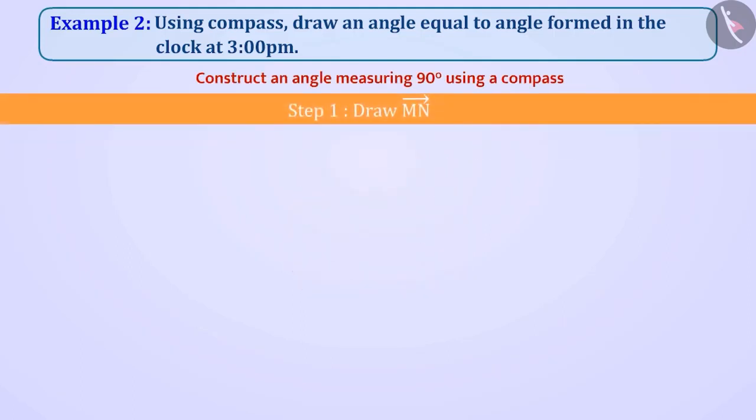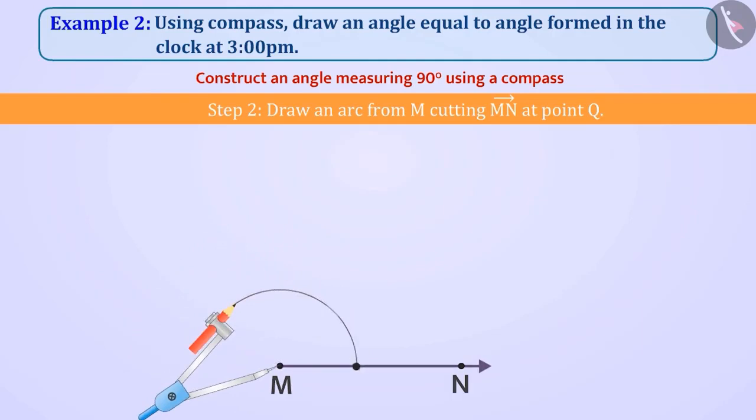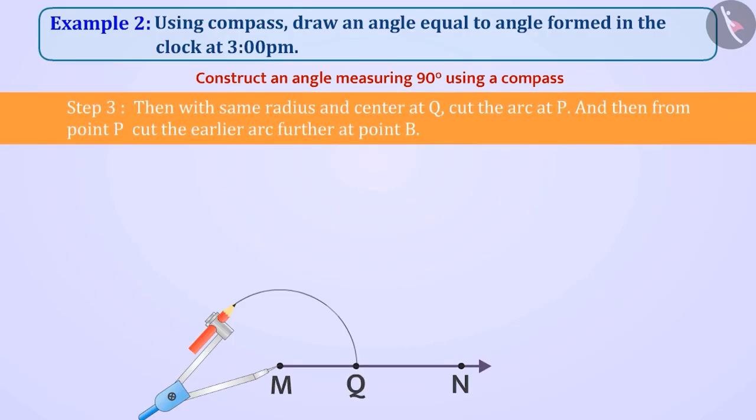Step 1. We will draw a line MN. Step 2. Now we will take the compass and place its pointed end on M. By taking a radius in the compass, we will draw an arc that cuts the beam MN at point Q. Step 3. Keeping the distance taken by the compass, we will keep its pointed end at Q and draw another arc cutting the obtained arc at point P.